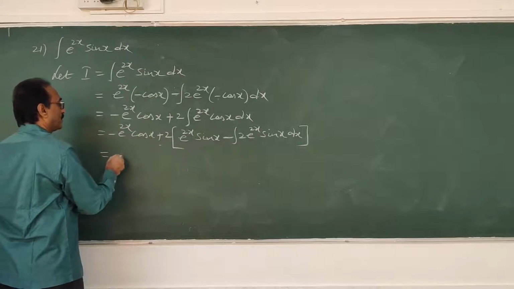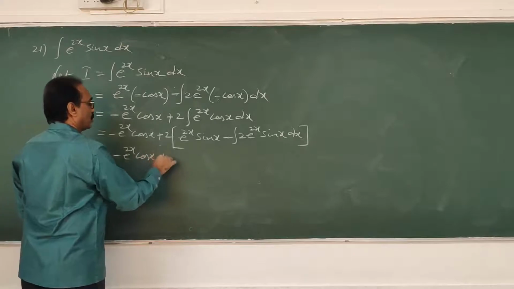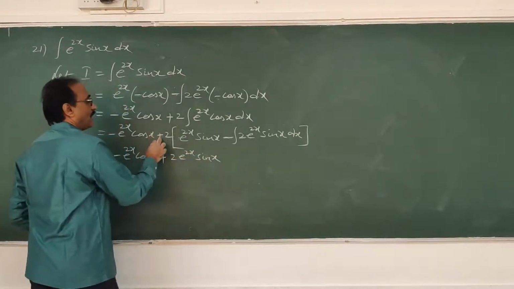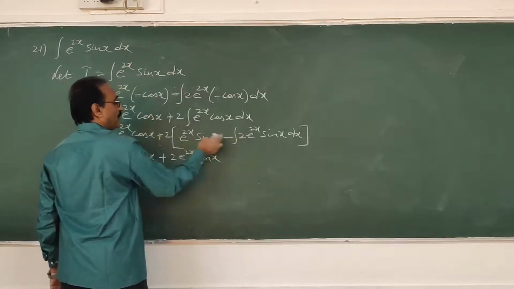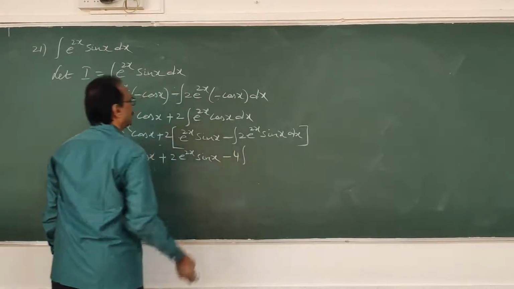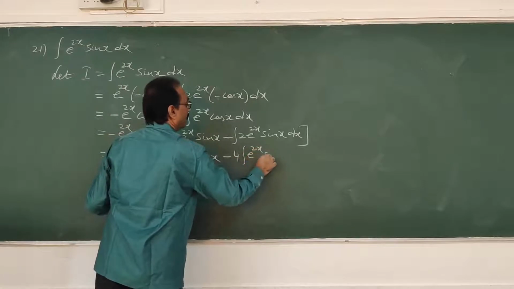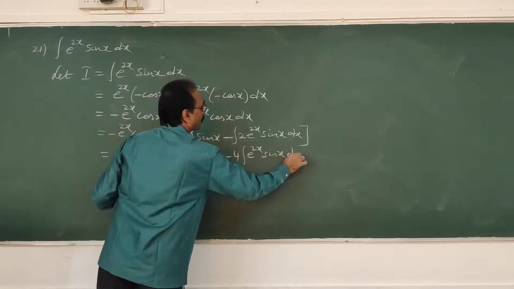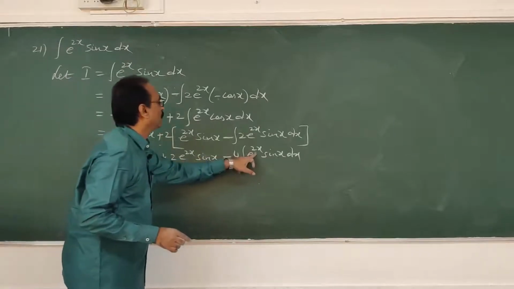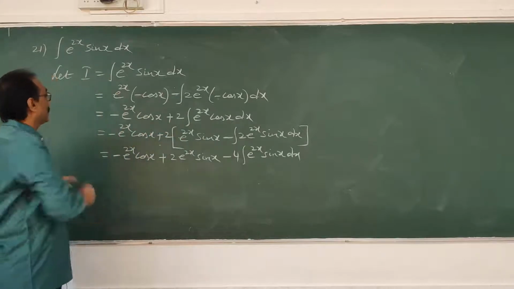So how much are we going to get? Minus e power 2x into cos x plus 2 e power 2x into sin x. Now minus into plus into minus, minus 2 into 2 is 4, integral e to the power of 2x into sin x dx, correct? Again by parts. That's why I said integral e power 2x into sin x is I, so in place of that you should write I. These are all I only.